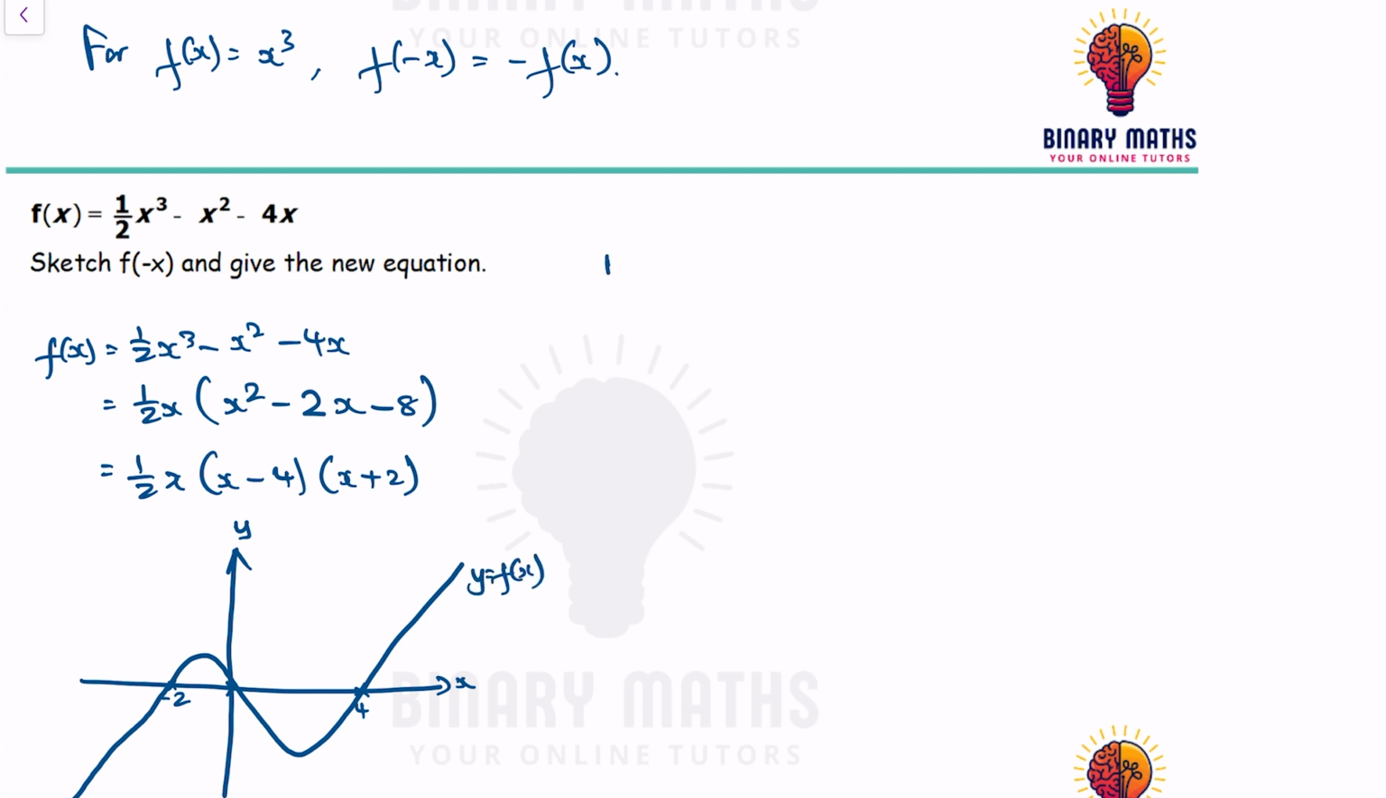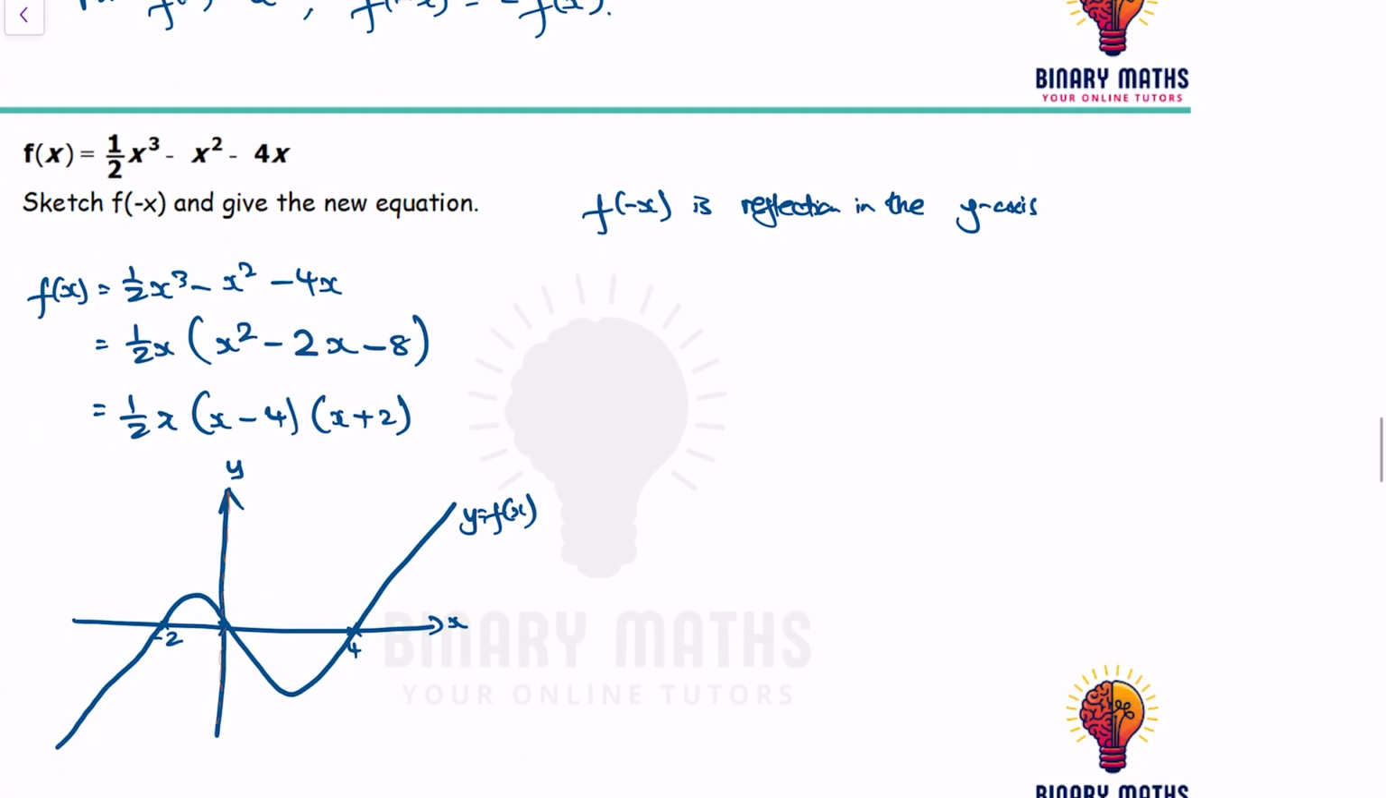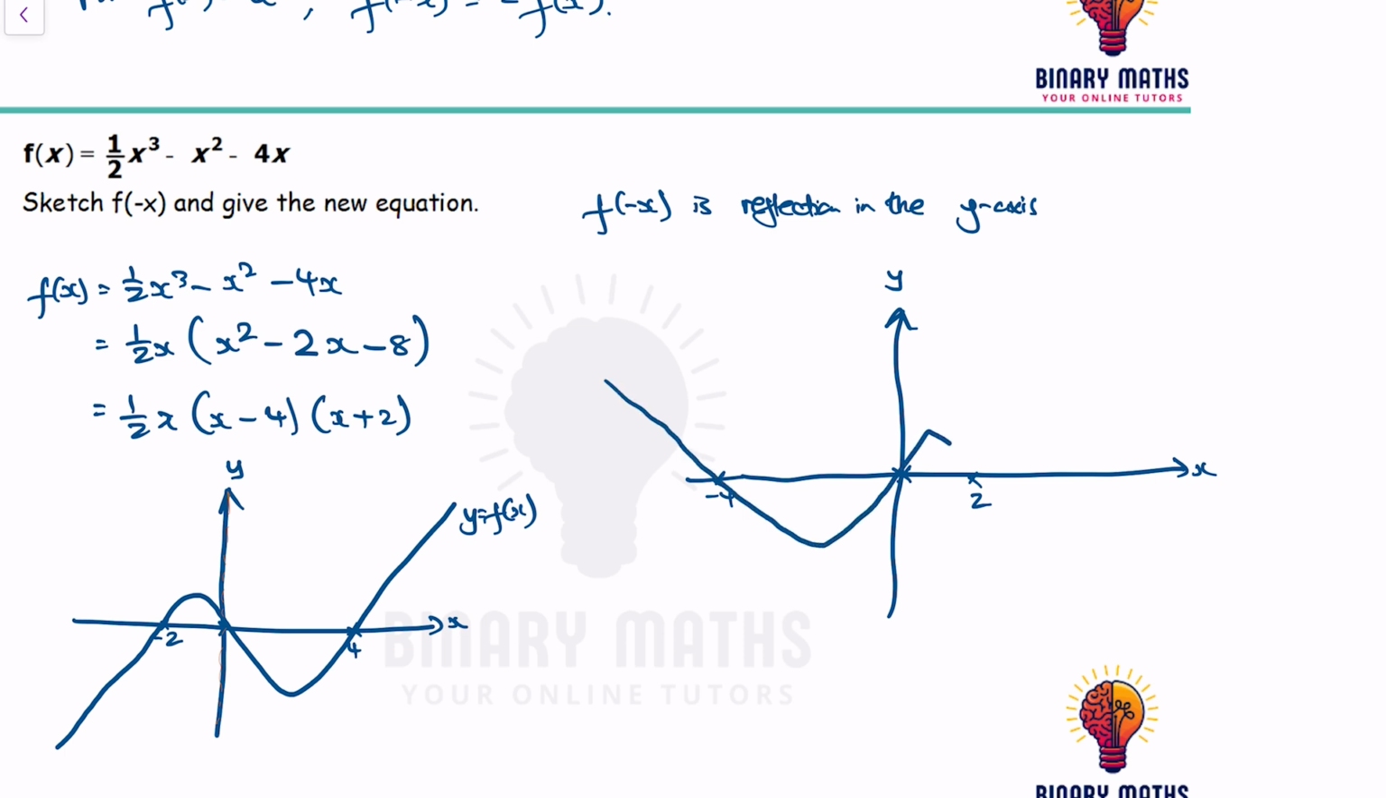So if I'm trying to do f of negative x, the x values are changing, so it's a reflection in the y-axis. So if I reflect along the y-axis, my f of minus x, this is x, this is y, it's still going to go through the origin. My 4 will become negative 4 and my minus 2 will become 2. Okay, and then it's a reflection along the y-axis, so it's going to end up looking like this way. So this is y is equal to f of negative x. As long as those intercepts are right, that's enough.